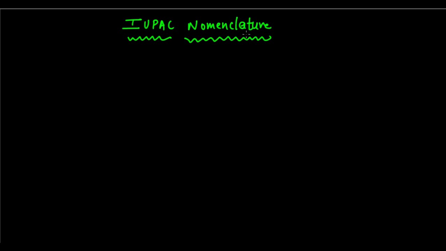We'll now be continuing with IUPAC nomenclature, carrying on from the previous video. In the previous video, we discussed the word root and the secondary suffix, and the various word roots for the number of carbon atoms and the secondary suffixes for the functional groups. Now we're done with that. So now let's come to the basic process of the naming.